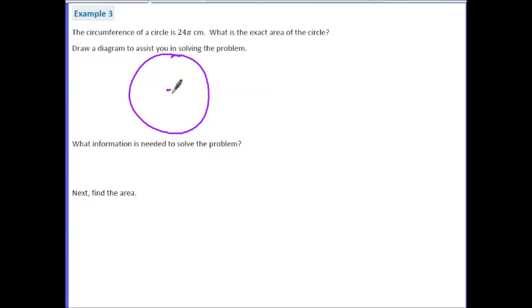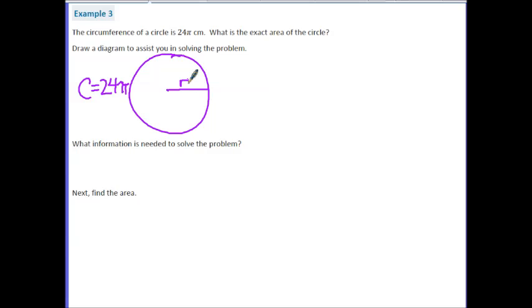And in our circle, we would need to know the radius, but you'll notice in this, we were told the circumference is 24 pi. That tells us, it's basically the perimeter of the circle, so it tells us the distance around it. And since we don't know the radius, we're going to have to call this r.